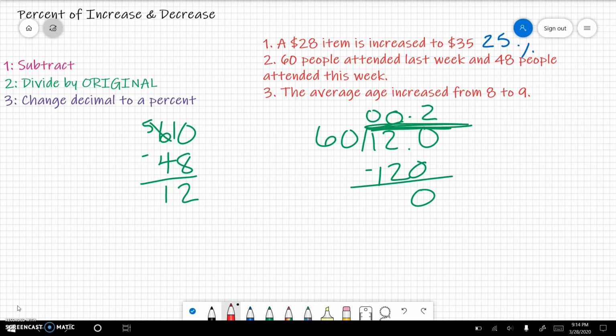Step 3 says change the decimal to a percent. So to do that, I take my decimal, move it over to the right, 2 times. And I am left with, what would you put in this empty space? A 0. So you're left with 20%.